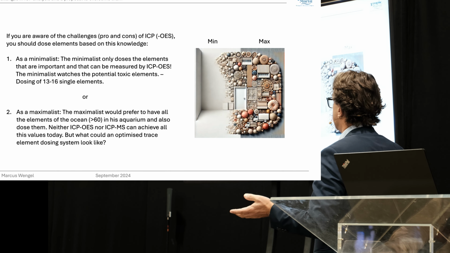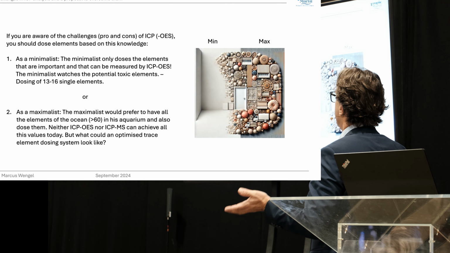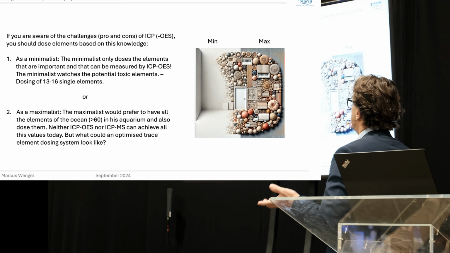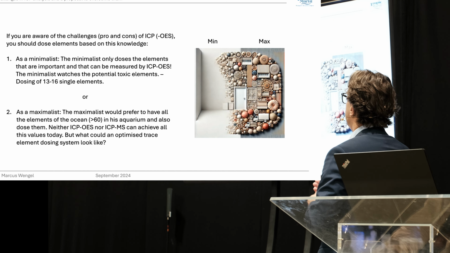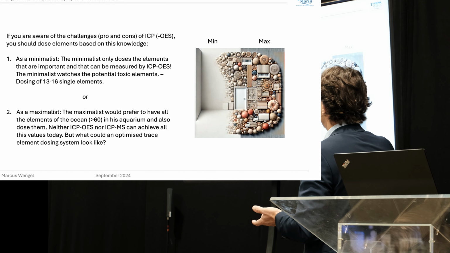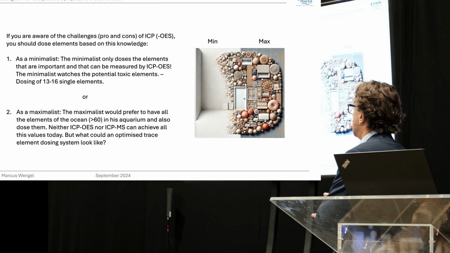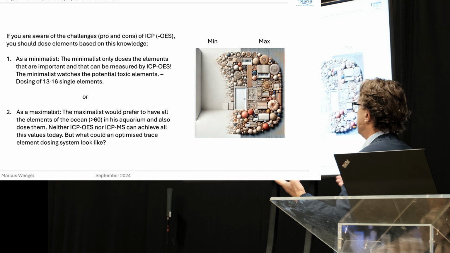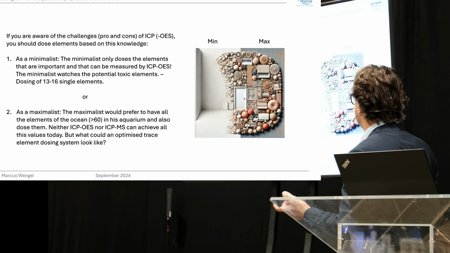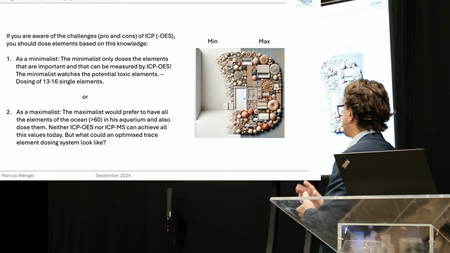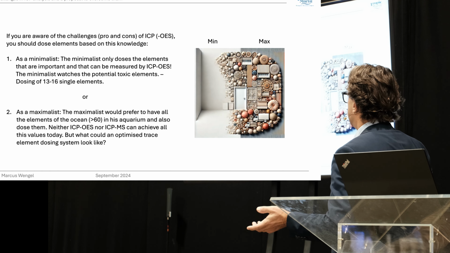So what do we want? If you are aware of the challenges, of the pros and cons, which I explained a little bit here, you should dose the elements in your tank based on this knowledge. You can dose as a minimalist, right? The minimalist only doses the elements that are important and that can be measured by ICP-OES. It's maybe 13 to 16 elements, and that's fine. He knows them, he can buy them, he can dose them. Or you would like to be a maximalist.